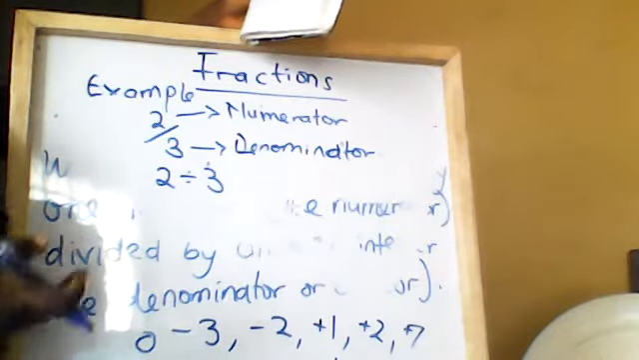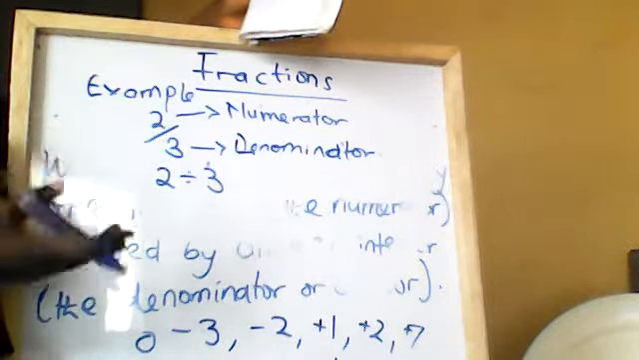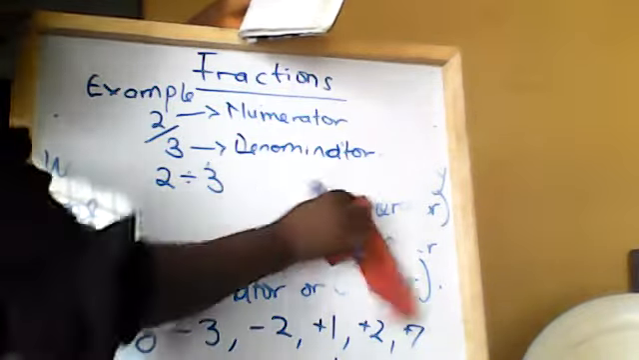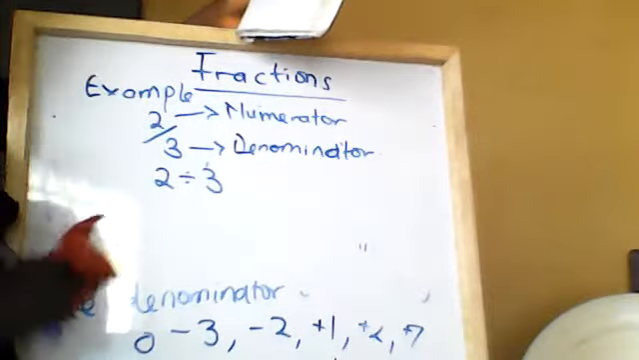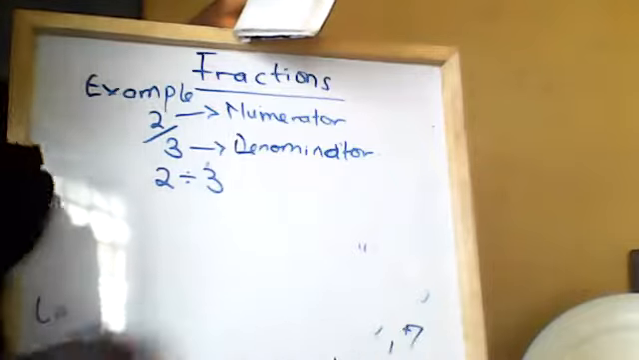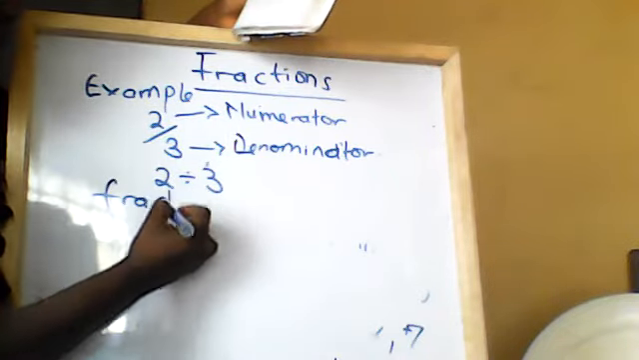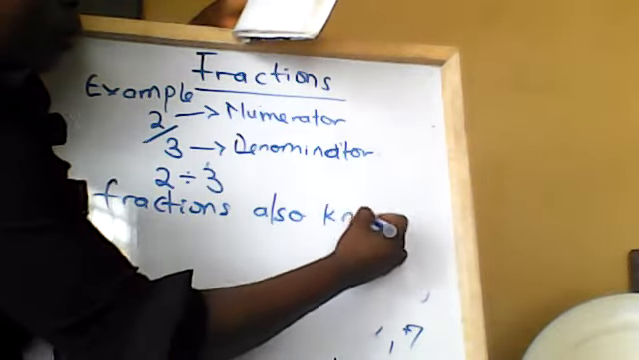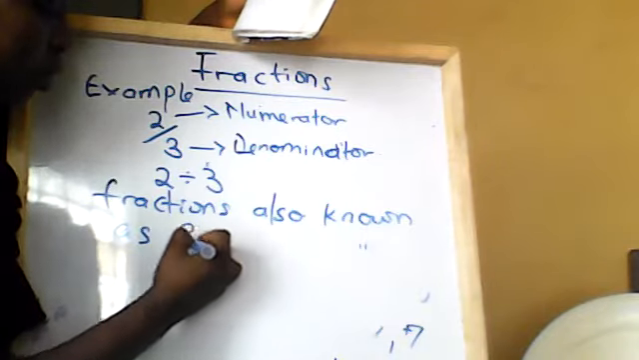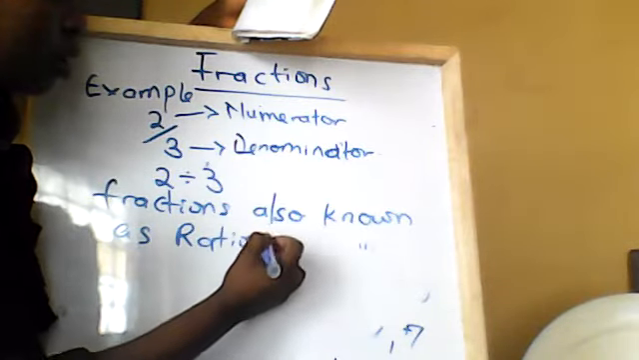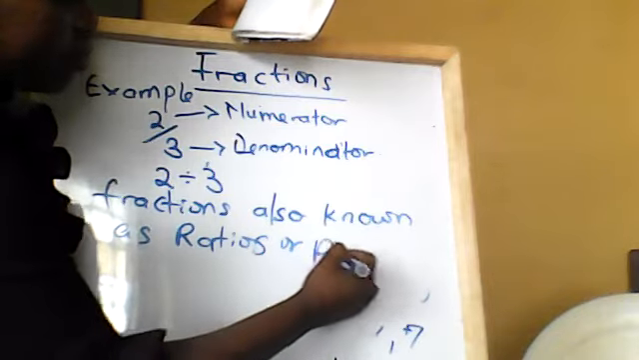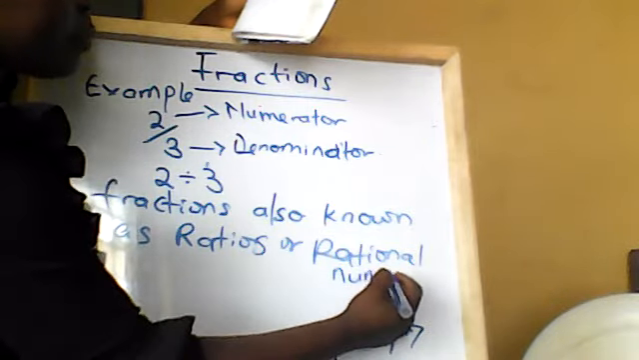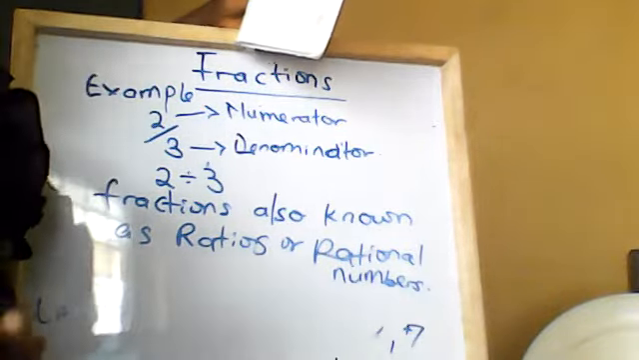Now, since fractions are written as one number divided by the other, they are also known as ratios. Fractions are also known as ratios or rational numbers. So I hope you get this. I hope you understand what this means.